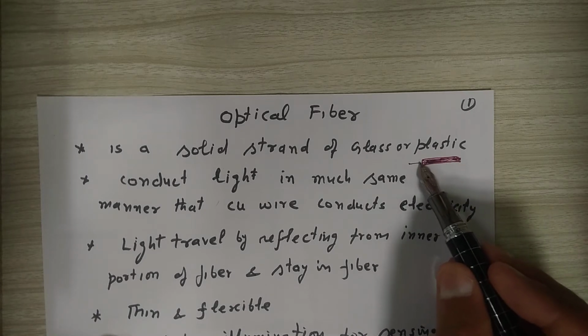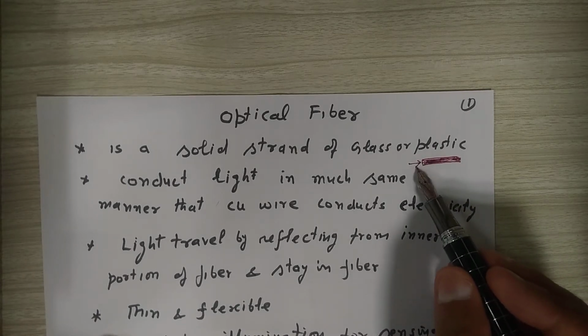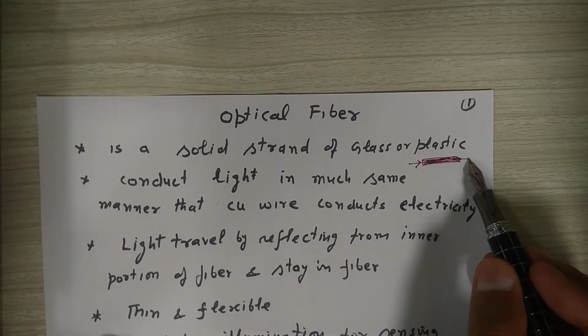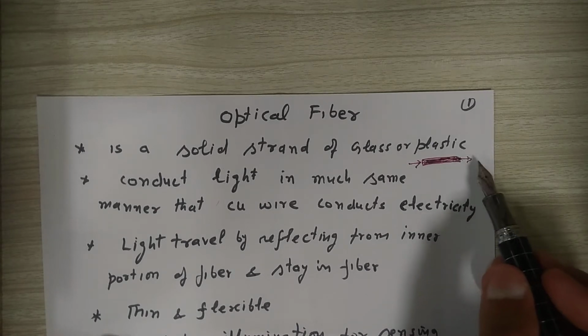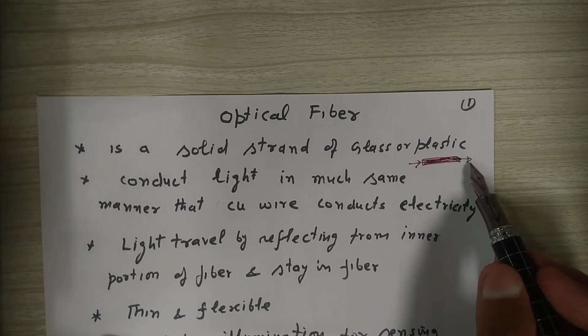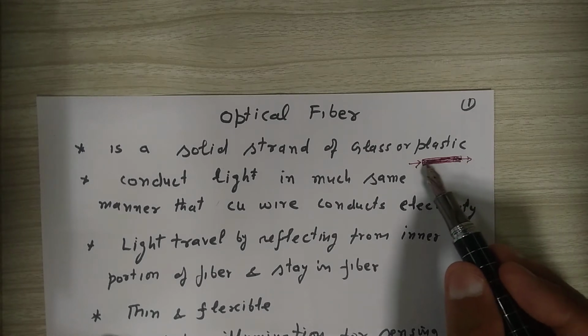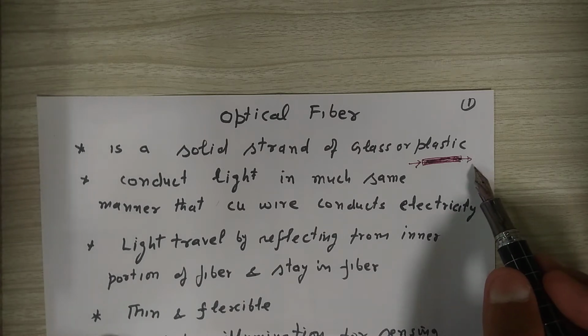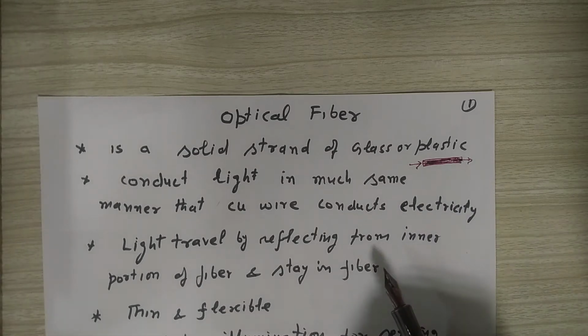And if I am incident light at this region, it will stay in the fiber, and then at the other end it will get transmitted out. You can say that at the other end it will come out from this core region. So this is the fiber. Light travels through the reflection and stays within the fiber. So this is another property.